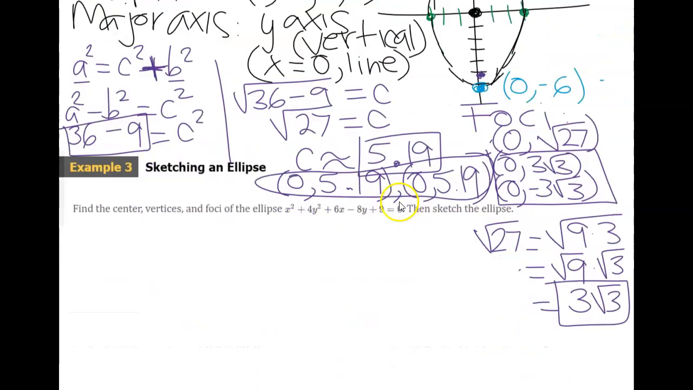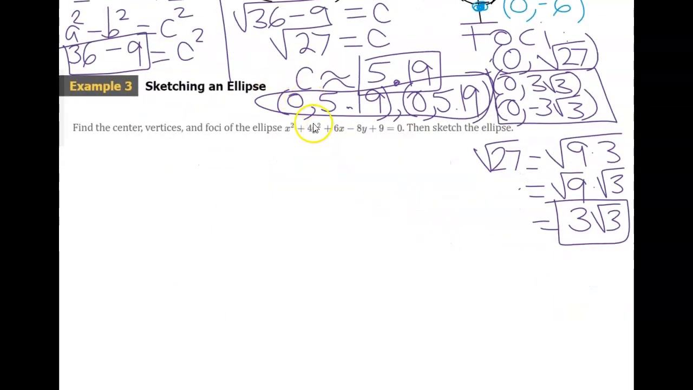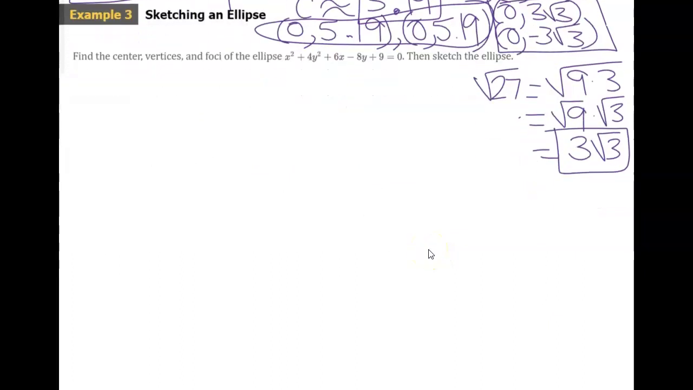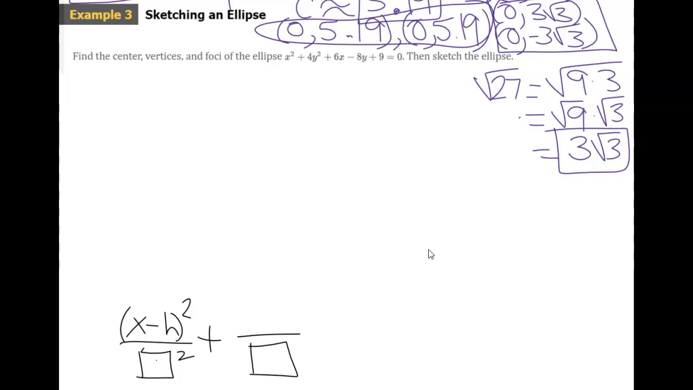So example 3 is a little more complicated, and that is because we have to complete the square. And again, what we're trying to achieve is to get to something that looks like this: x minus h squared over either a or b squared. I don't know which one is going to be the major axis yet, so let's just leave that blank. And then y minus k squared equal to 1. So that is our goal for that problem. First, then we will identify center, vertices, and foci.